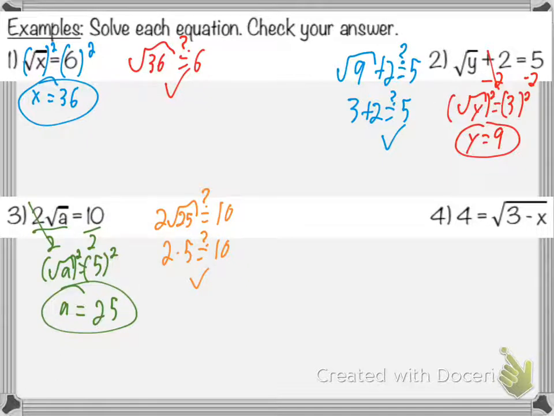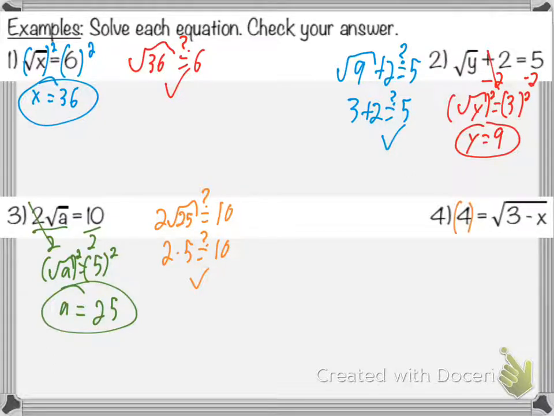On number 4 here, 4 equals the square root of 3 minus x. Now, our first step says to isolate the radical. So we have to ask ourselves a question. Where is the radical? Well, it's this whole thing over here. So the radical is actually by itself. The variable is not by itself, but if we look very carefully at the instructions, it says the radical needs to be isolated, not the variable. So step 1's actually done already.